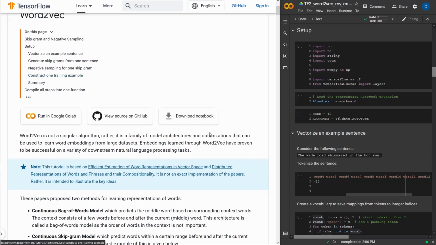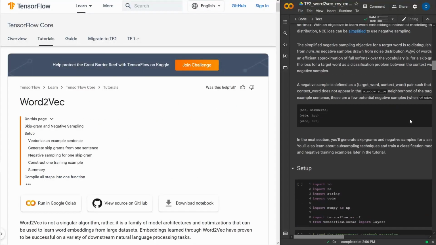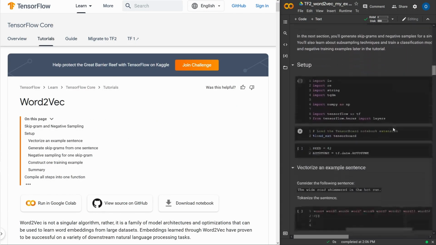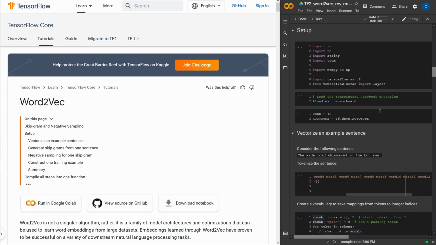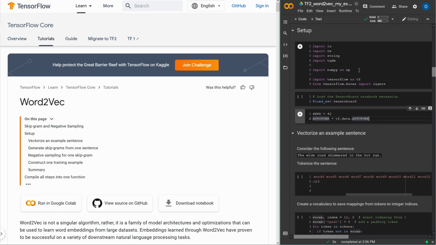Word2vec and TensorFlow. I will use the official tutorial by TensorFlow, applied with TensorFlow 2.7 here in my Colab notebook, in my Jupyter notebook, so you can run along and see the code that we are using. It is the official notebook. I just put some additional thoughts into it, and here we go.